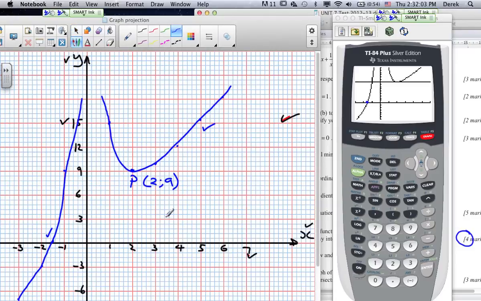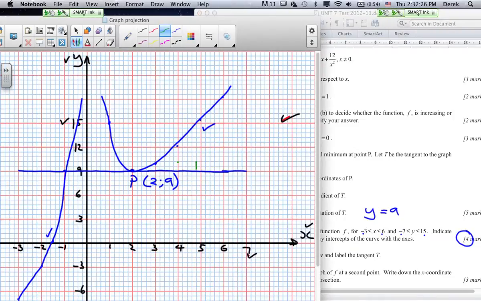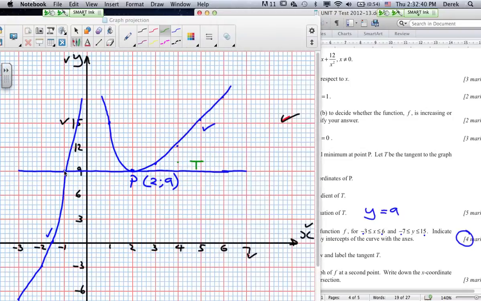So we're going along here, and it's going across there, so it would be like that. You would obviously do this with a ruler now, because it's a straight line. And you'd actually go all the way through to 7 like that. So you draw that line in. And then it says that's your tangent t. That's t. And then it says t intersects the graph of f at a second point. Write down the coordinates of this point of intersection. So it's actually over here, this point that we're looking at.